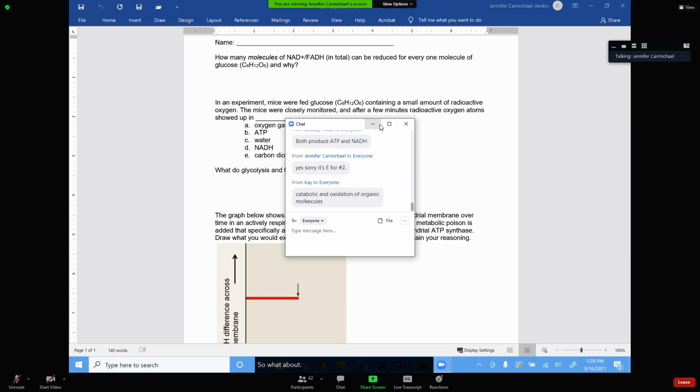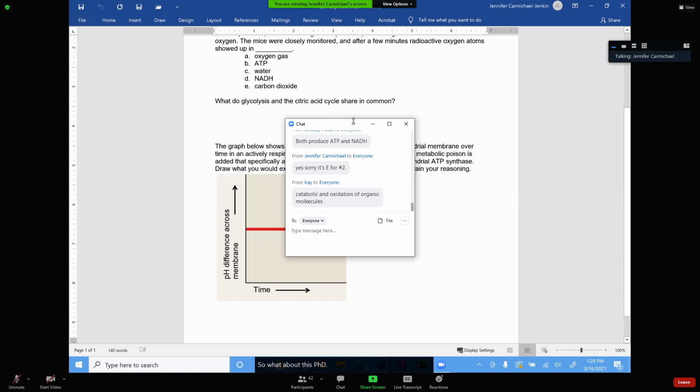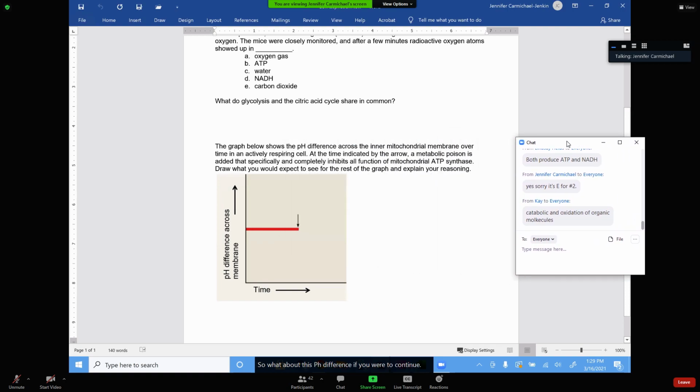So what about this pH difference? If you were to continue that red line at the point of the arrow, how would you continue it? Would you continue it straight? Would you go up? Would you go down? Would you go some other way? What do you think?